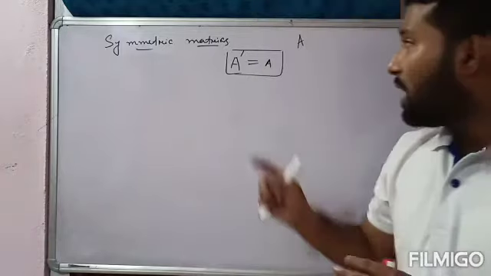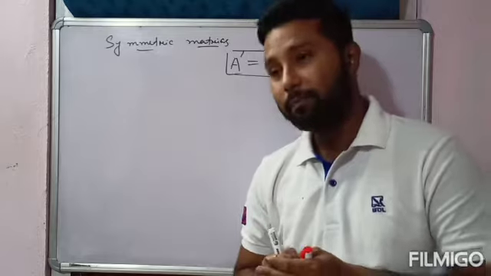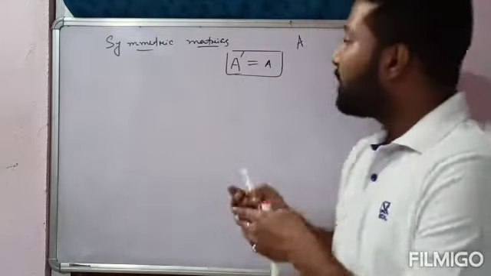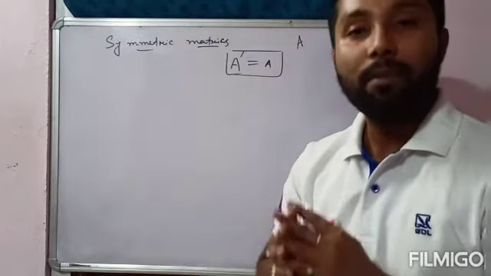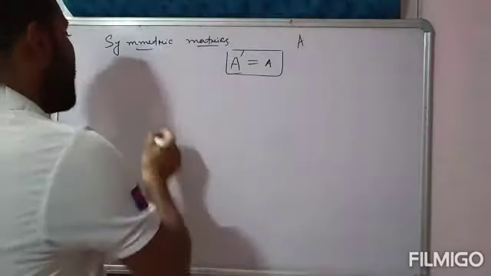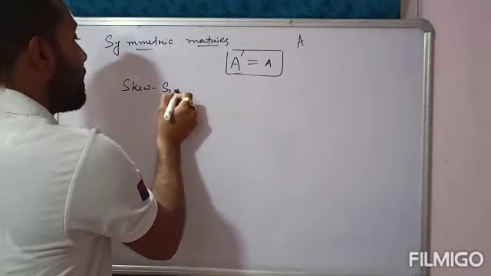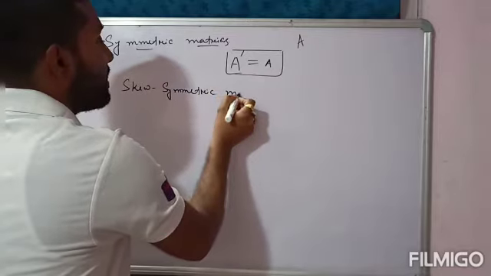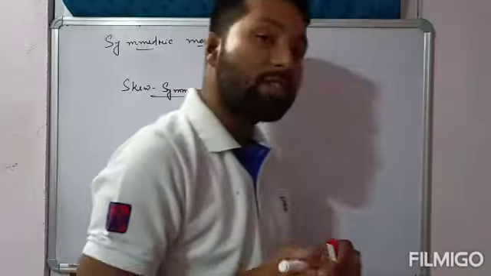Transpose means what? Interchanging rows and columns, which means after interchanging rows and columns, if we get the same matrix, then only it is called a symmetric matrix. Okay? So this is all about a symmetric matrix. Next will come the skew symmetric matrix. So what is a skew symmetric matrix?